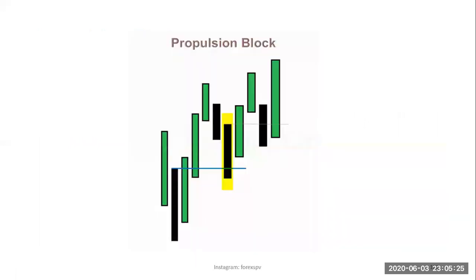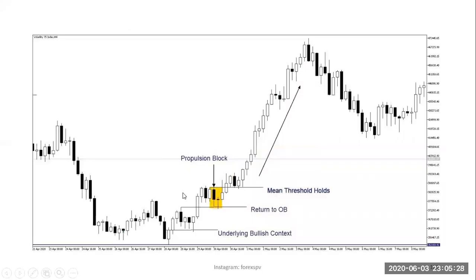Propulsion blocks occur when these OBs are retested. Like we had, this was a bullish order block. Price traded through it, came for a retest halfway. And then price traded through. We had another one here. Price came for a retest again. So this becomes a propulsion block. So when price comes to retest this again, that's where you take your entry. And usually these are the zero drawdown trades.